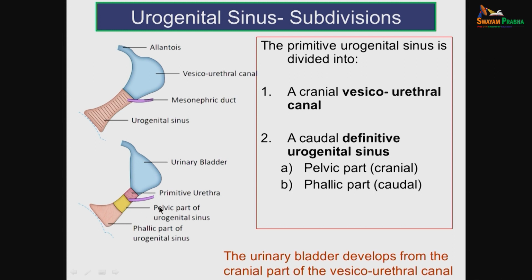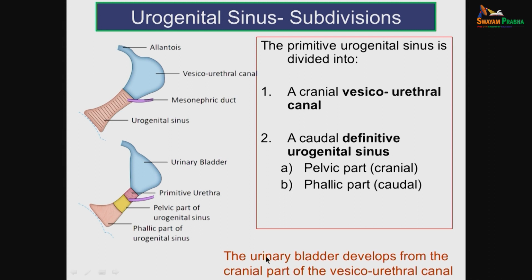So, I repeat again, we are focusing on the primitive urogenital sinus, which is nothing but the ventral subdivision of the cloaca. This primitive urogenital sinus is subdivided into a cranial part which is called vesico-ureteral canal and a caudal part which is called definitive urogenital sinus, which gets subdivided into a pelvic part and a phallic part.